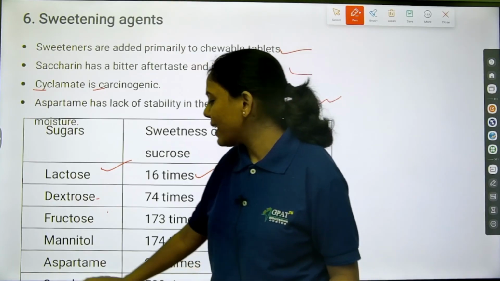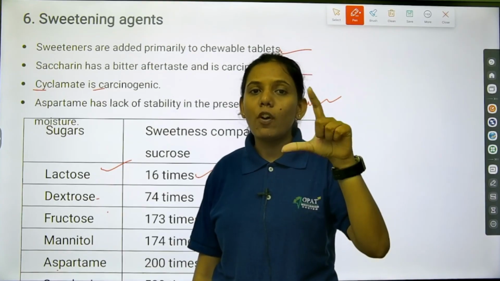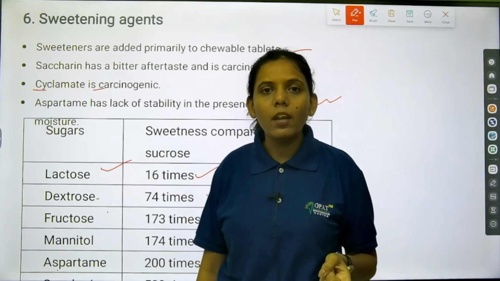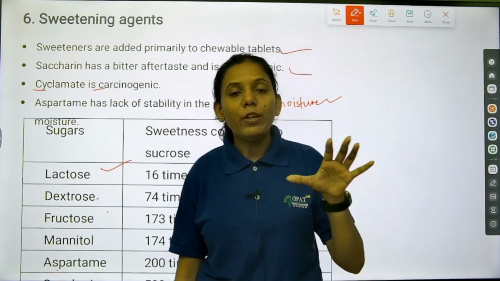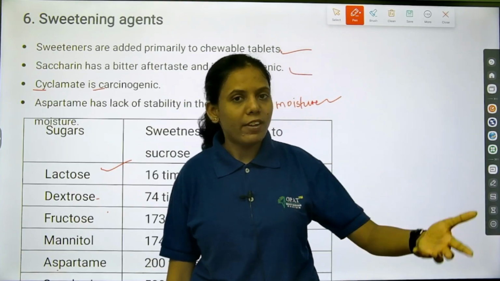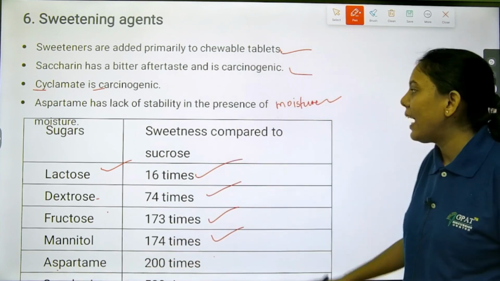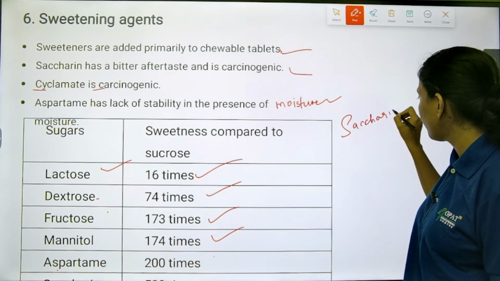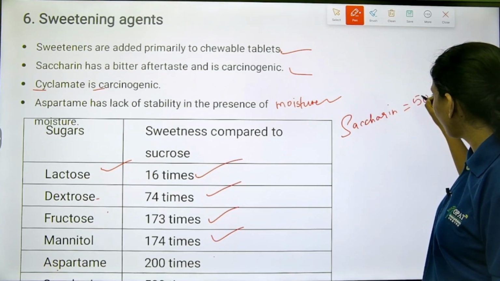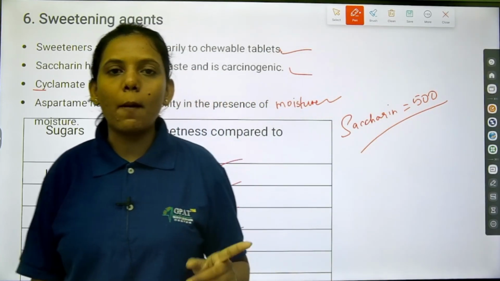You can remember aspartame is present in a variety of mango, that is Alphonso mango. So you can remember one mango you bought for 200 rupees. When you try to correlate with a day-to-day life example, you will never forget. And the last one, which is not visible, is saccharin, 500 times. Saccharin is 500 times sweeter as compared to sucrose.